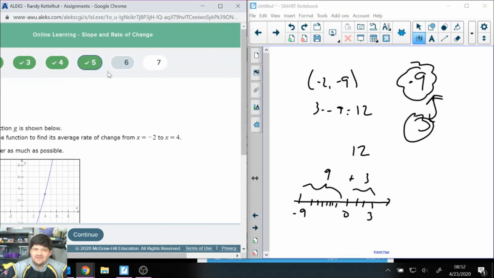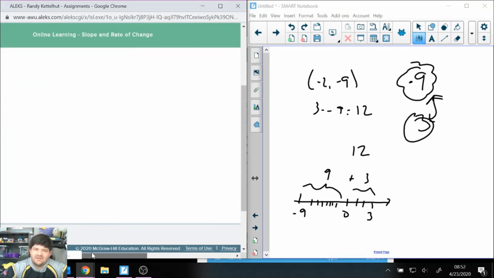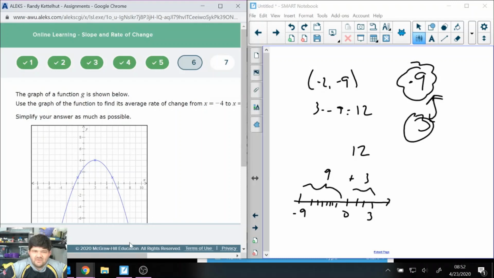That was not in the notes, and I don't think this one was either. So let's talk about this. Oh, it's the same thing. Cool.